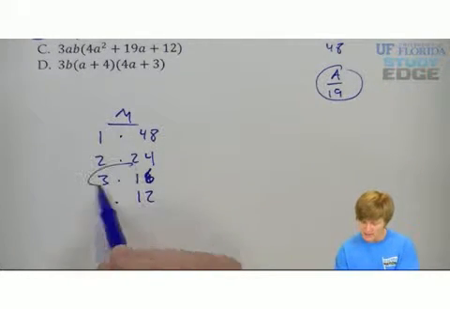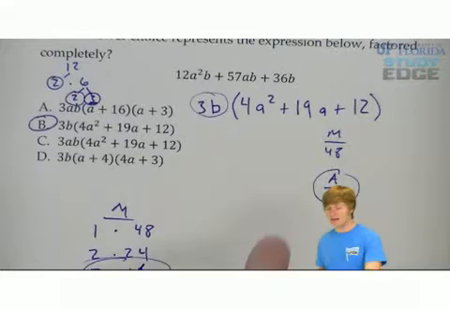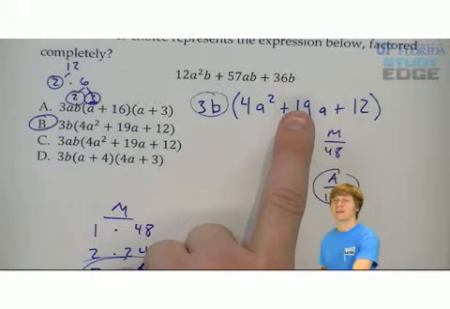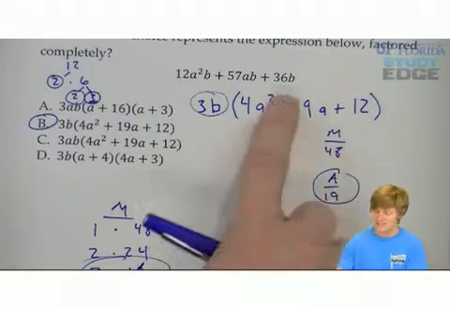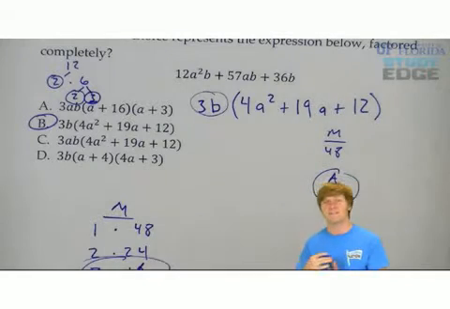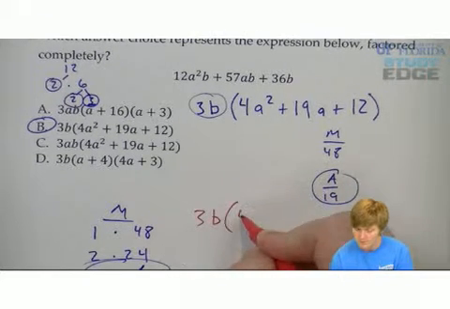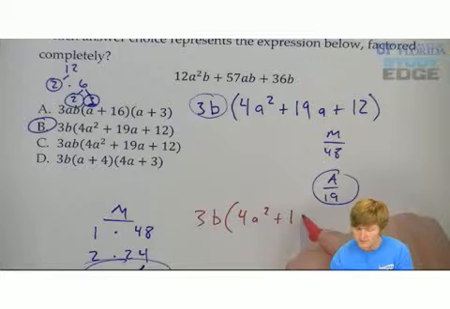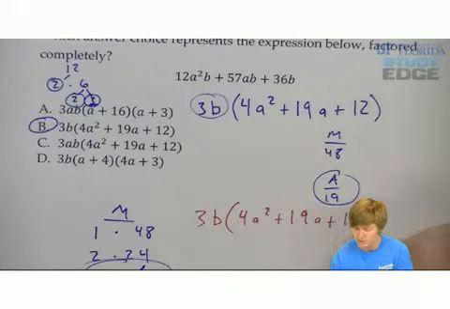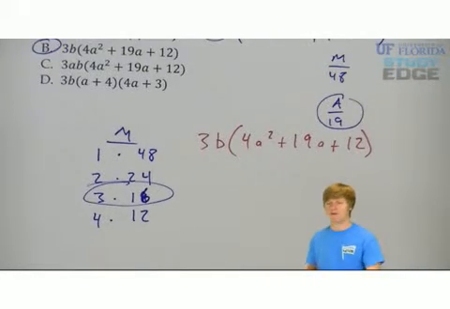Well, if I take a look, I have 3 times 16. So when I thought that I was done factoring, what I can realize now is that the term inside of the parentheses can be factored even further. So what I'm going to do is rewrite my expression now as 3b times 4a squared plus 19a plus 12.